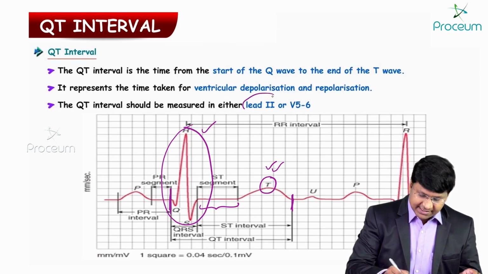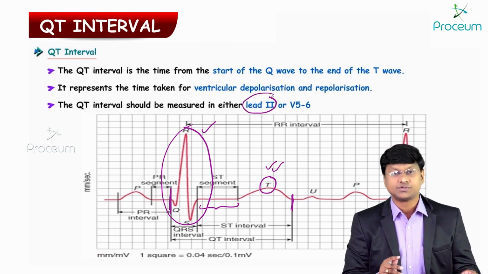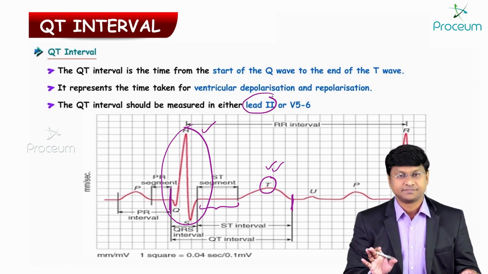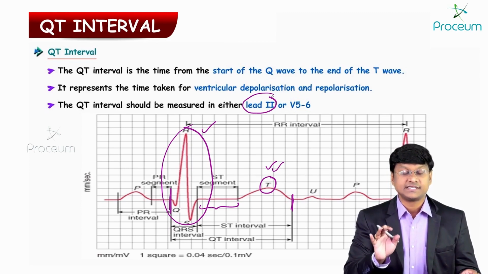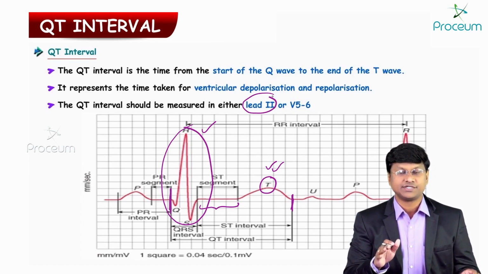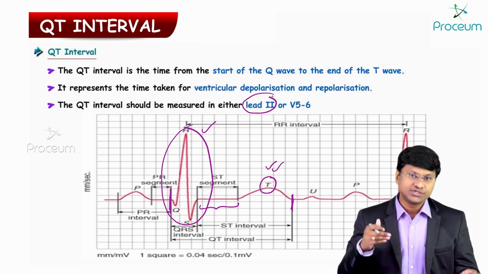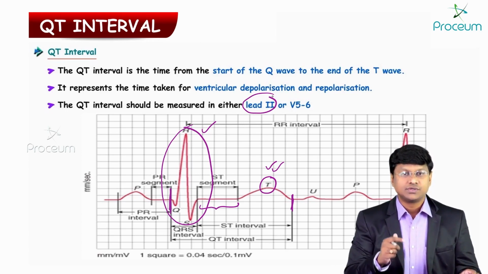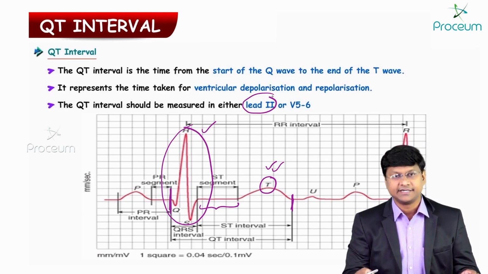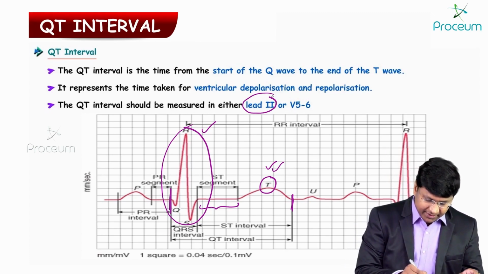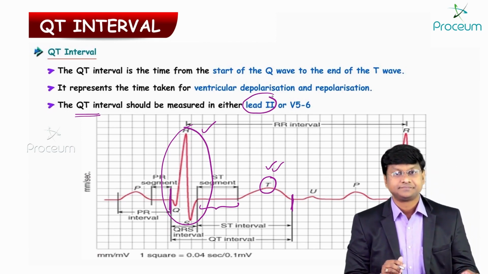Now this particular QT interval is usually measured in lead 2. Lead 2, as I have told you in the ECG basics also, is considered as the rhythm strip. That is considered as the standard lead. Why? Because the wave of depolarization, or the electrical axis of the entire heart, is towards lead 2. So that is the reason why lead 2 is considered the standard lead. So in the standard lead, that is lead 2, the QT interval has to be measured.